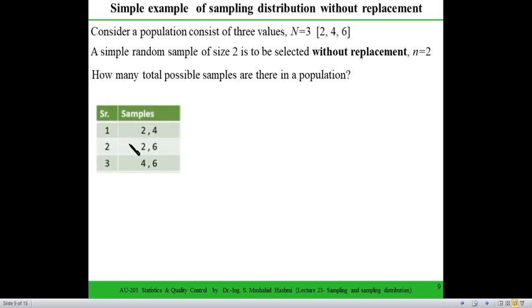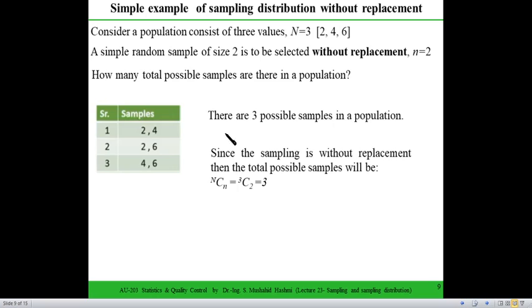So obviously, once you pick 2, you cannot pick 2 again, because you have not replaced it back in the pot. So you can only pick either 4 or 6. So there are 3 possible samples, and the formula is capital N combination small n.